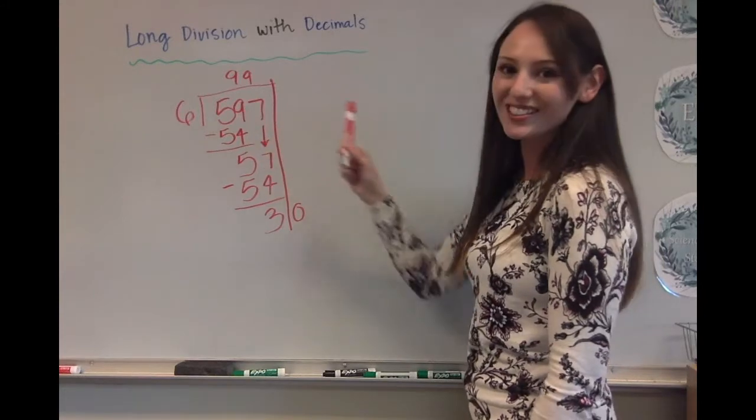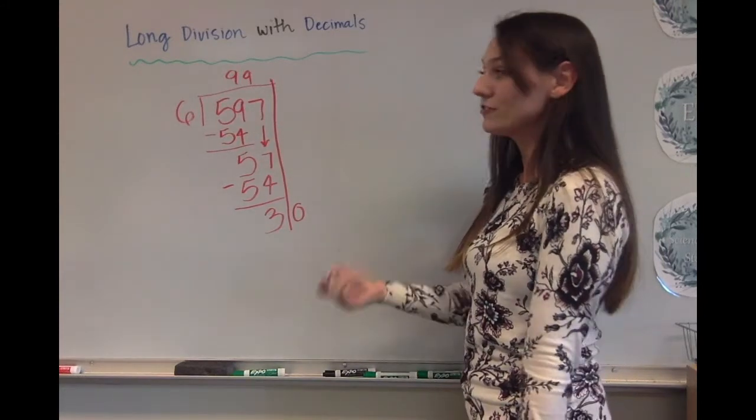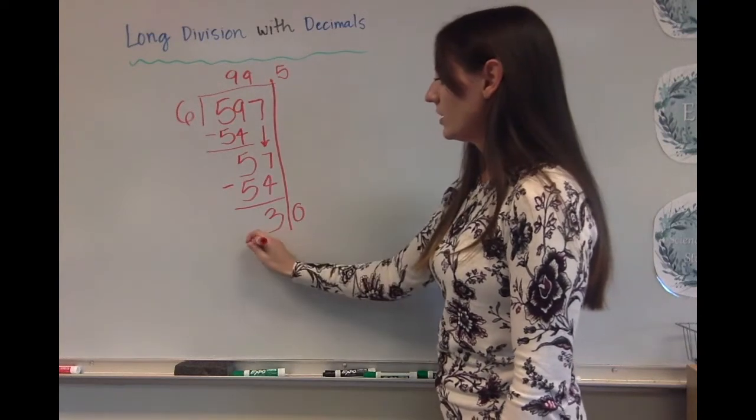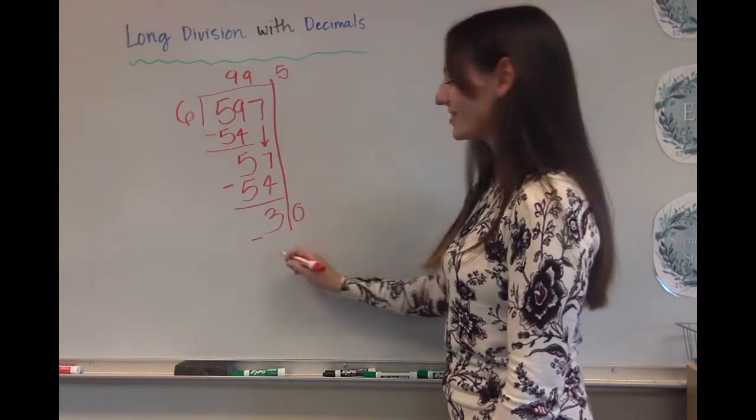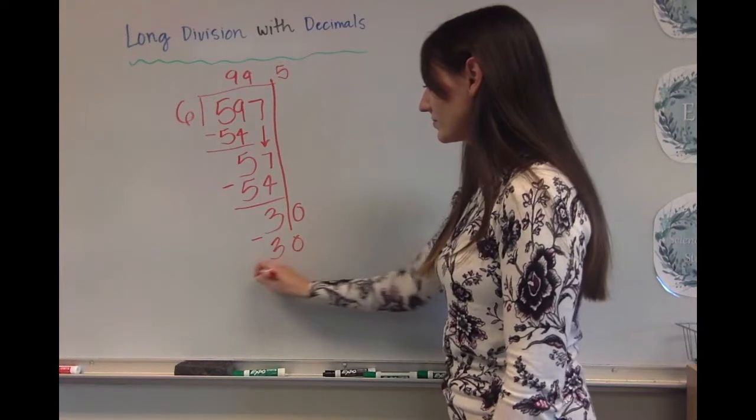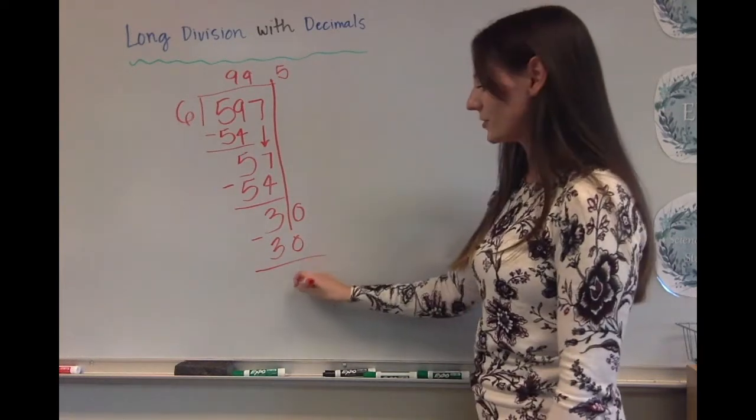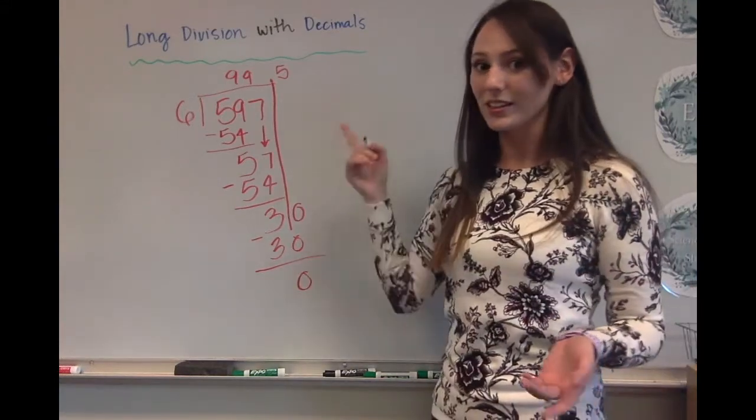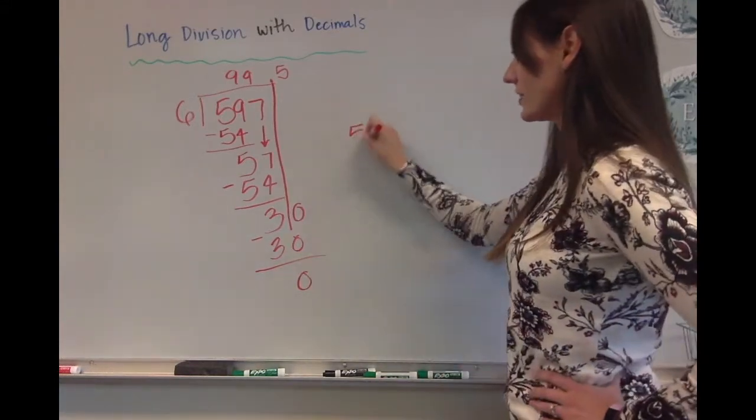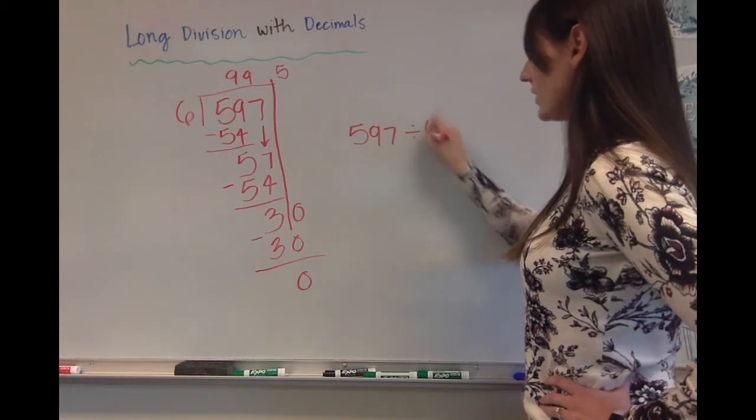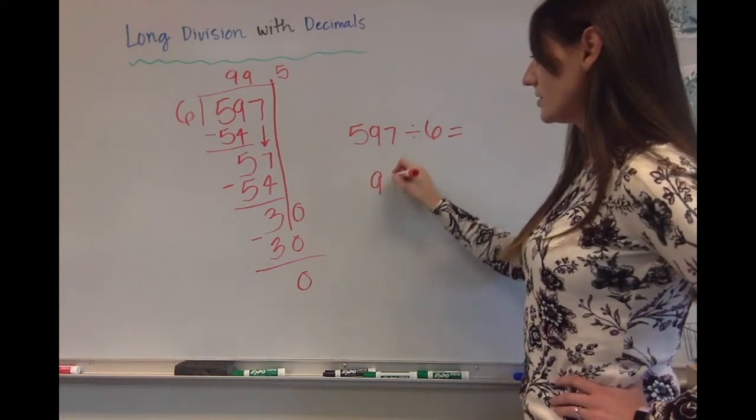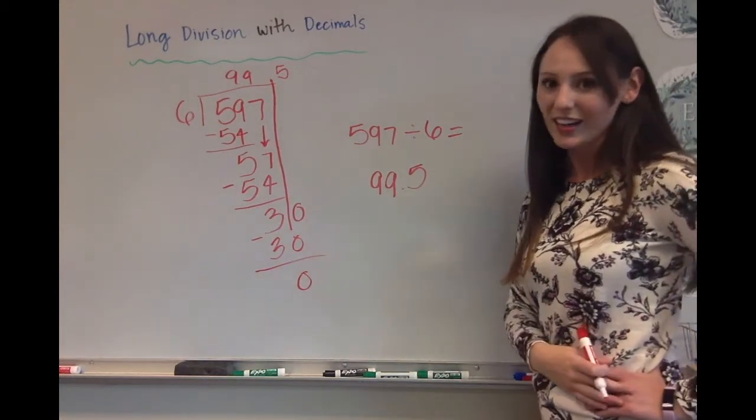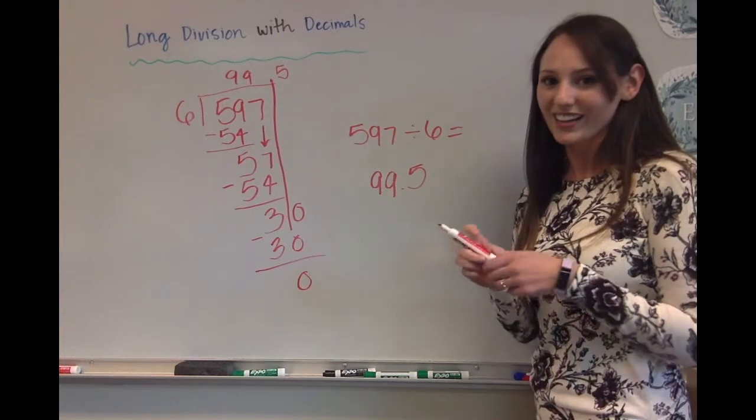So 6 goes into 30 now 5 times. That's going to be my first decimal place. And 6 times 5 is 30, and I'm going to subtract 30. 30 minus 30 is 0. I have no more digits to solve for, so I am all done, and this is my answer. So 597 divided by 6 equals 99.5. That can also be said as 99 and 5/10 or 99 and a half.